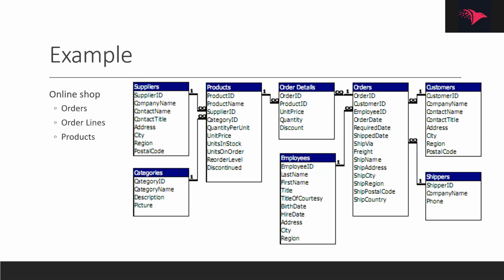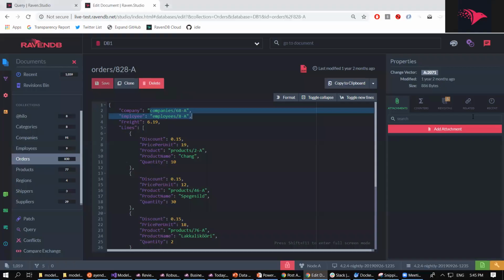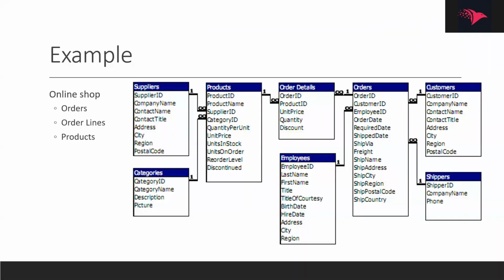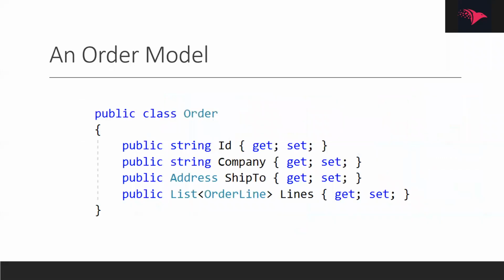With RavenDB, on the other hand, all of that is actually going to sit in a single place. This guy, the order document. But there are a lot of subtle things that are going on in this model that I want to touch. So let's talk about the first one. This is the order model. It's stripped down significantly, but you can see a few things that are really interesting.